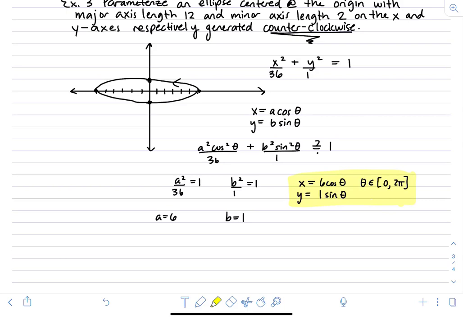Okay, so hopefully that helped explain to you guys a little bit about where all those parameterization identities come from, so that in case you forget, you still have some idea of how to go about doing this.